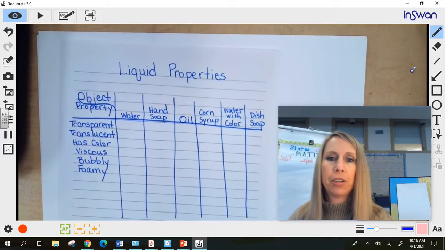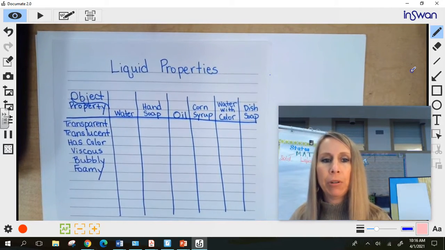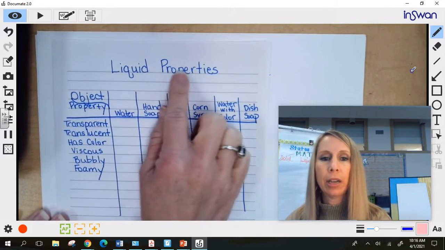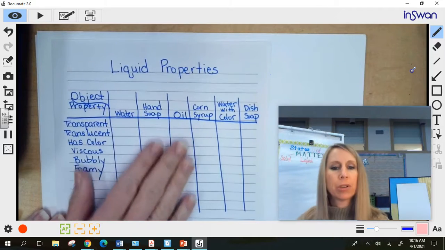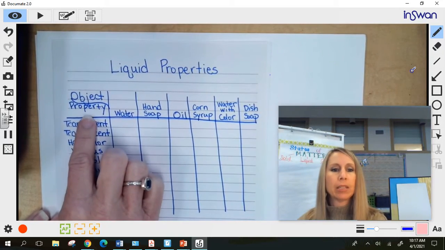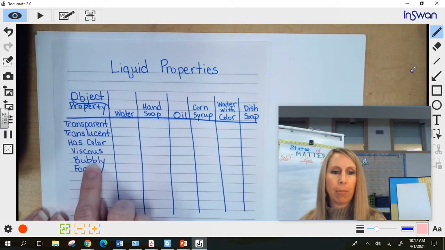What I would like you to do now is to get out your journal, and go ahead and set your journal up. You're going to put your title, liquid properties, and then we're setting up a chart. So use the lines in your journal. We are going to have our object here and the property names here.